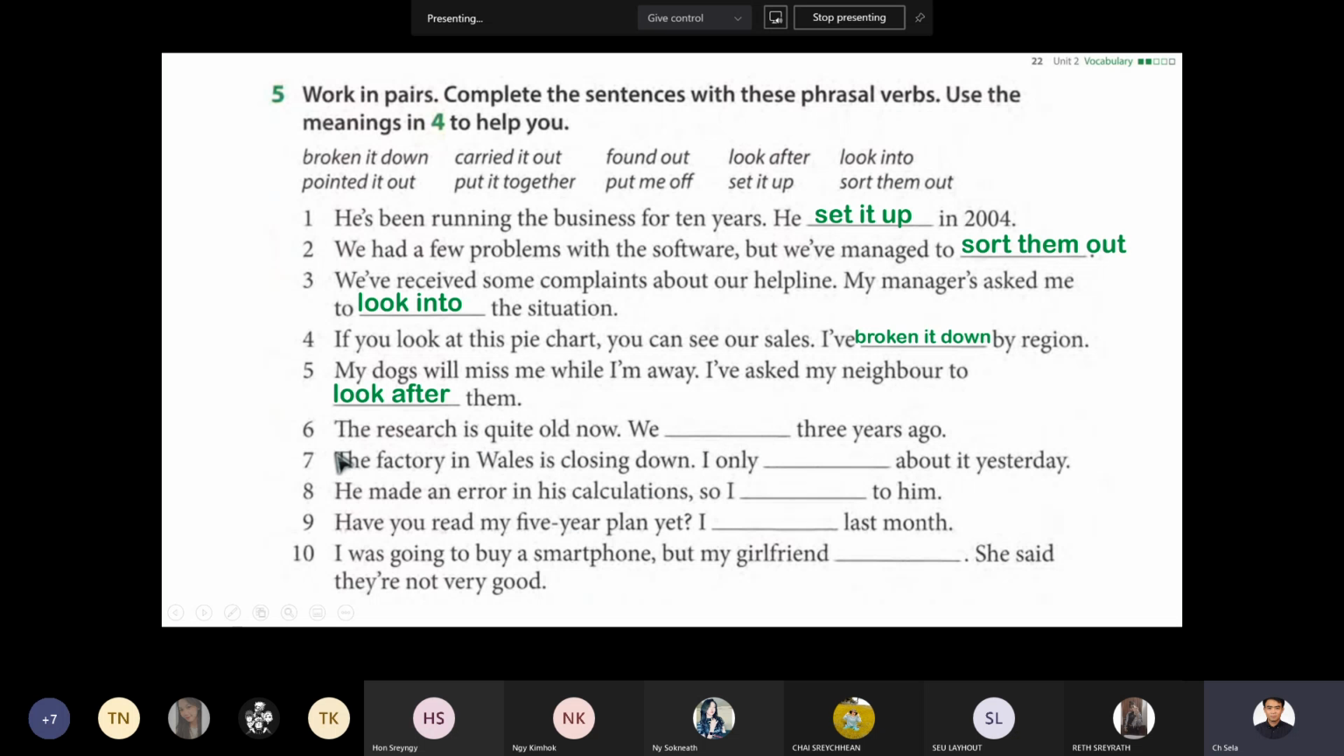Okay. Number six. The research is quite old now. We carried it out 3 years ago. Carry out. We carried it out, yeah, 3 years ago. Number seven, the factory in Wales is closing down. I only found out about it yesterday.